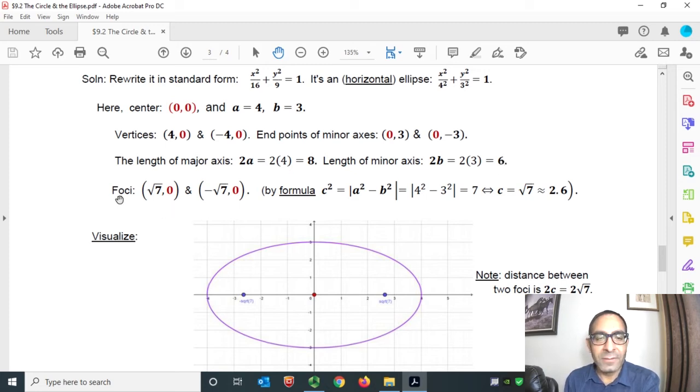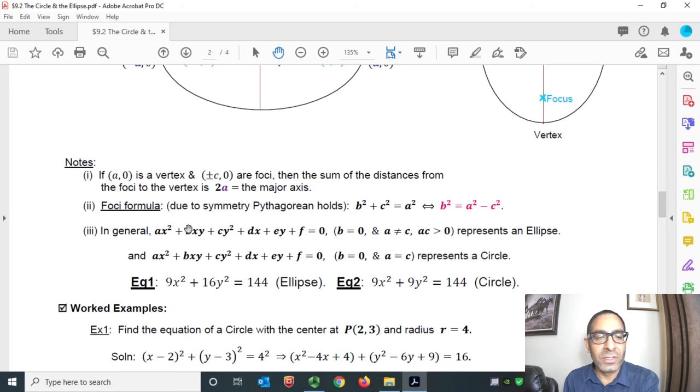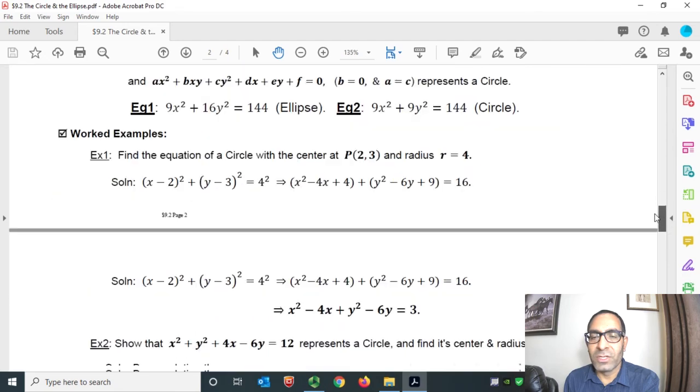For the foci, we use this formula. c square equals a square minus b square. Let me show you the formula there. So here, to find the foci, we are using this formula here. b square equals a square minus c square. So let me scroll down here.